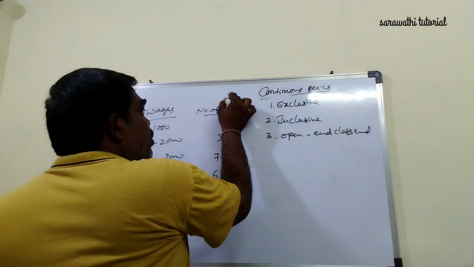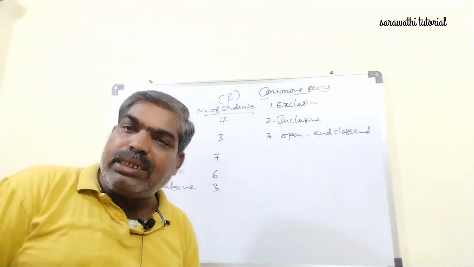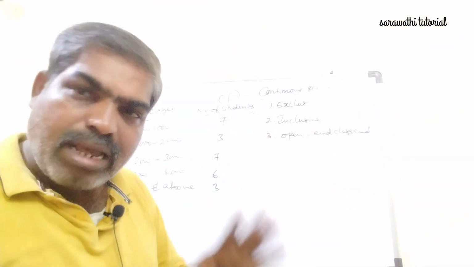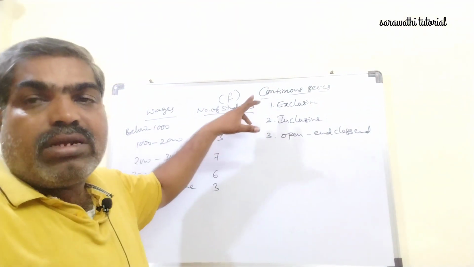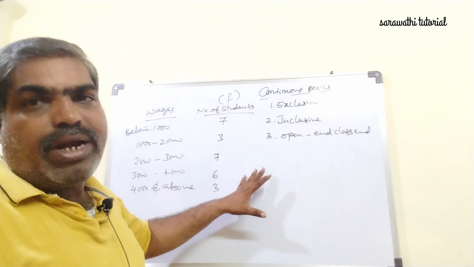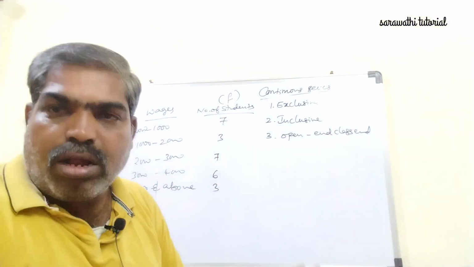Whatever the observations that are repeated, that is called frequency. So in this class we discussed types of series. Not only that, we discussed the class interval divisions, how many categories there are. From the degree point of view, these are the three we have to learn.